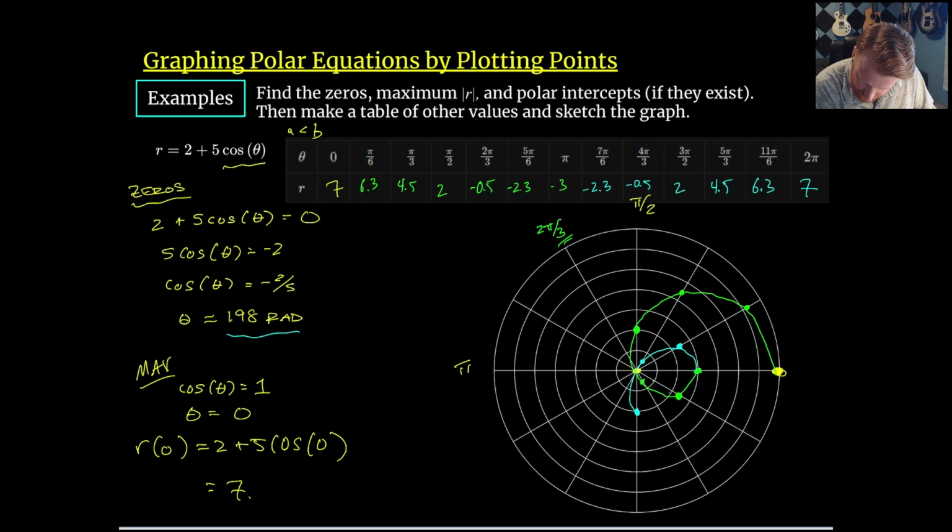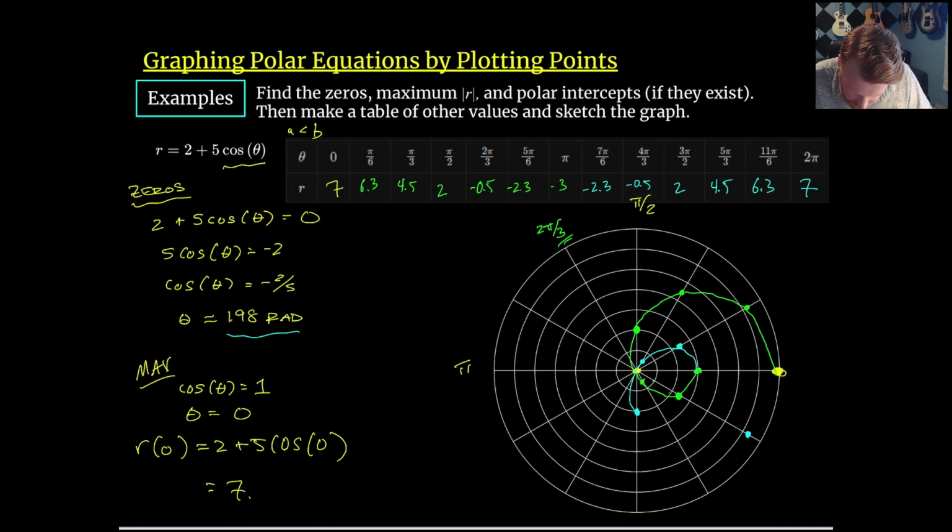So where am I at here? Now I need 11 pi over 6. That's going to be at 6.3, which is like around there. Oh, did I skip 5 pi over 3 is 4.5? 1, 2, 3, 4.5 is there. Or no, did I miss that one? I think that's what we want. So there is the rest of our shape. There, one of those is tripping me out, but maybe I'm just off a little bit.